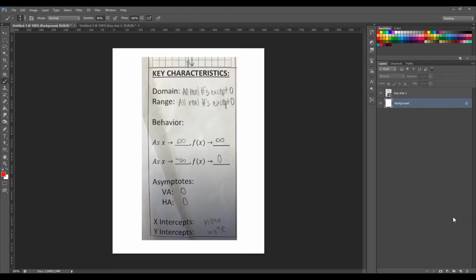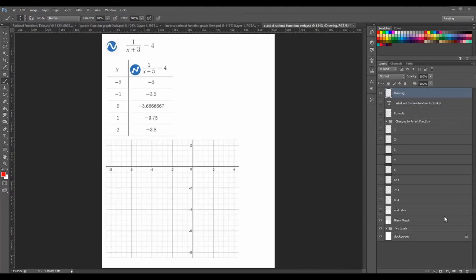For the inverse function, it's pretty much the same thing as the parent function. So the domain, all real numbers except 0, range, all real numbers except 0. For the behavior, as x approaches infinity, f of x approaches 0. As x approaches negative infinity, f of x approaches 0. For the asymptotes, both the vertical and horizontal asymptotes are 0, and both the x and y intercepts do not exist.